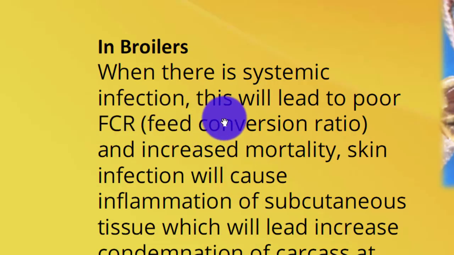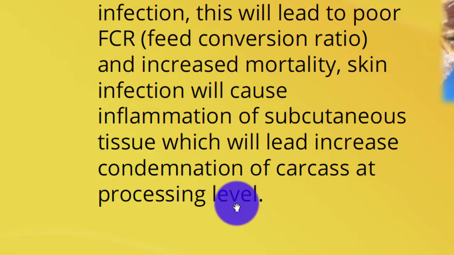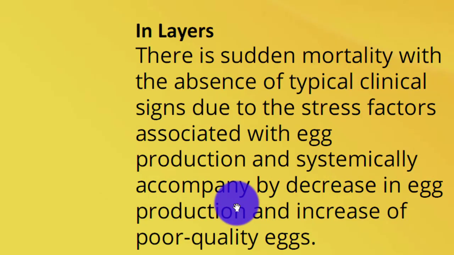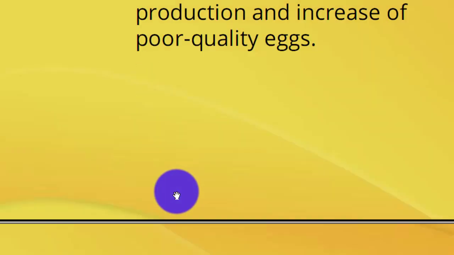When there is systemic infection, this will lead to poor feed conversion ratio and increased mortality. Skin infection will cause inflammation of the subcutaneous tissue, which will lead to increased contamination of carcass at processing level. In layers, there is sudden mortality with the absence of typical clinical signs due to the stress factor associated with egg production, and systemically accompanied by a decrease in egg production and an increase of poor quality eggs.